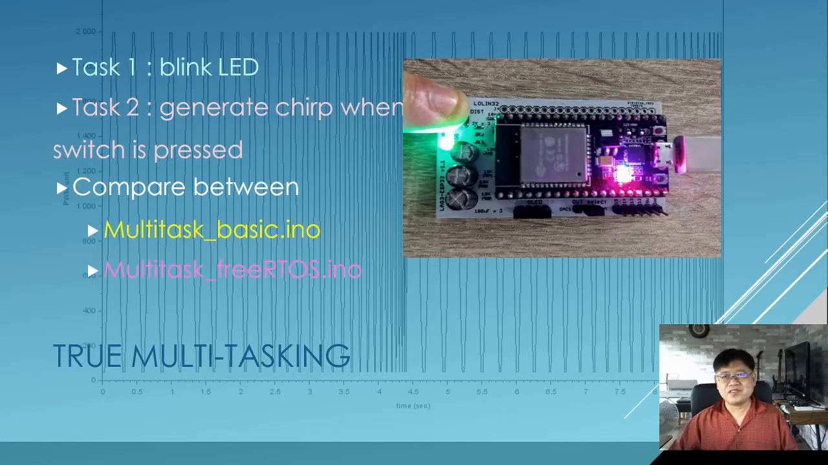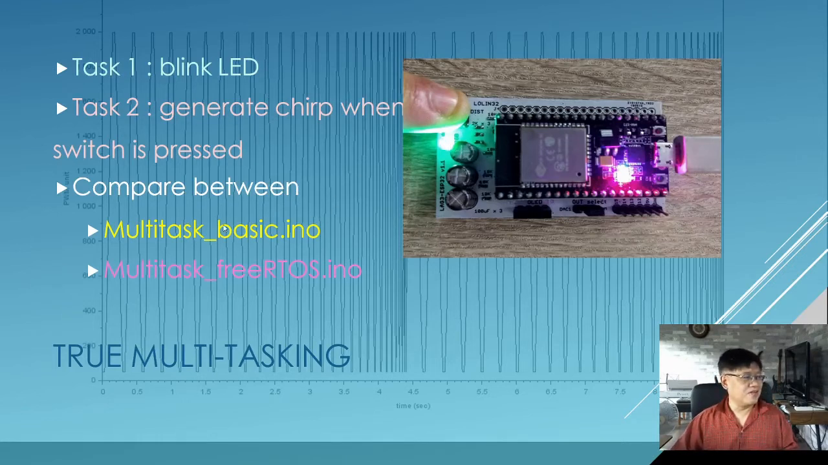Another example that demonstrates multitasking, we will compare the two files here. So we have two tasks. Task 1, the simple task, is to blink the LED on board, so the LED blinks at some rate. And when I press this switch, task 2 executes. Task 2 is a more complicated one. It generates the chirp signal when the switch is pressed. So when I press this switch, the chirp signal is generated and displayed on this LED.